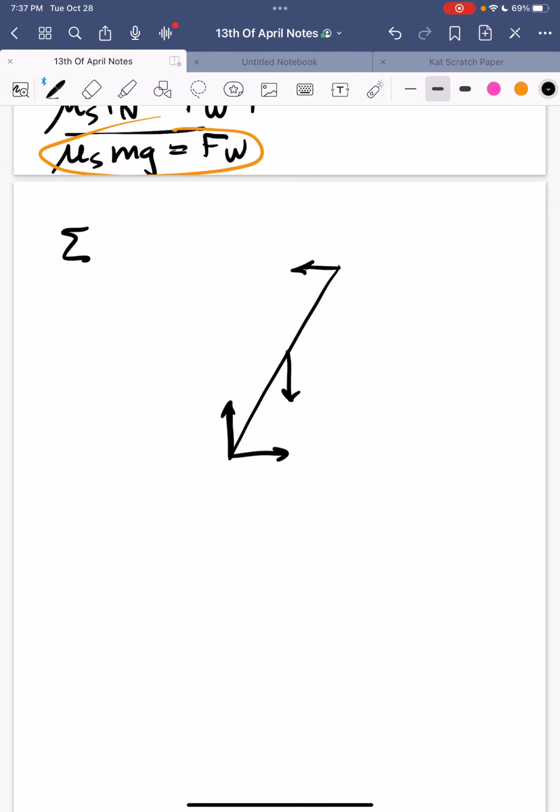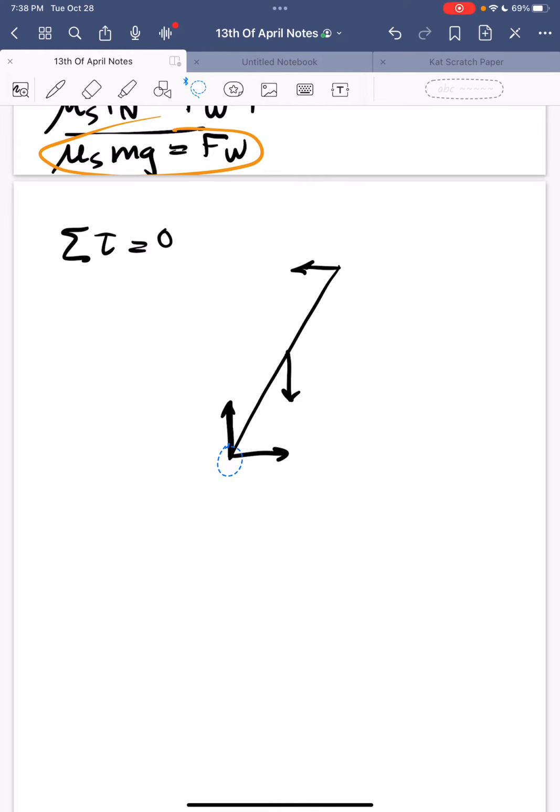Now I want to look at the sum of the torques equal to 0. And I want to pick a pivot point in this object. I could pick here, I could pick here, or I could pick there. I want to pick one of these points and sum the torques all around them. And the point that you pick really matters here.